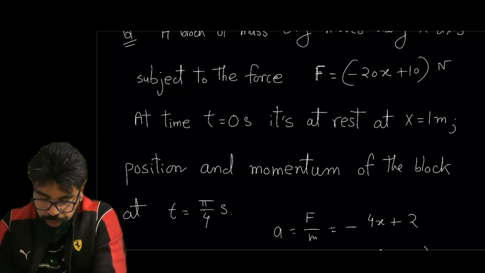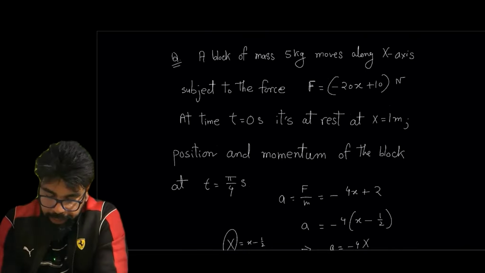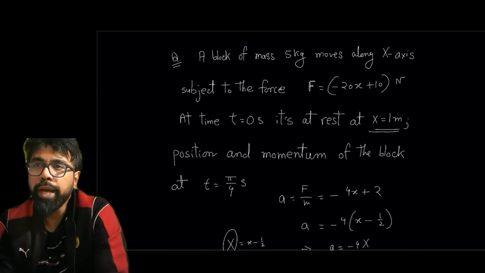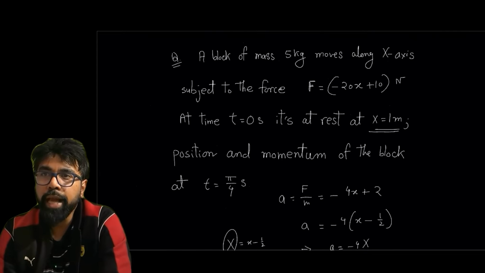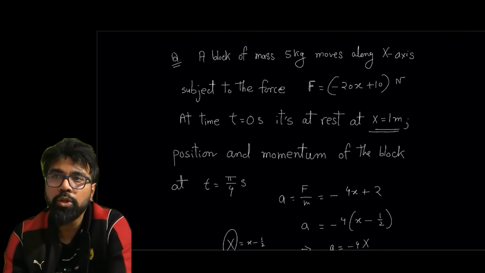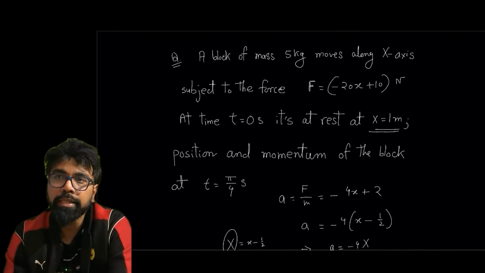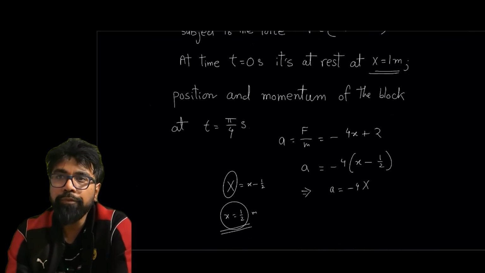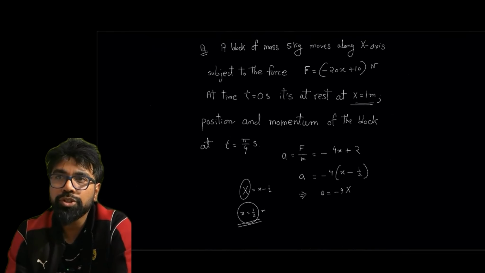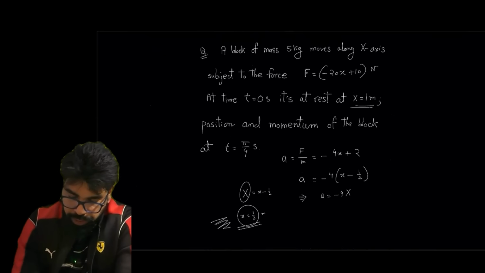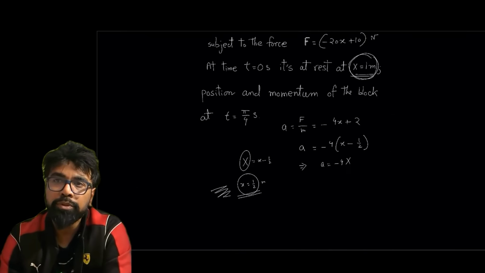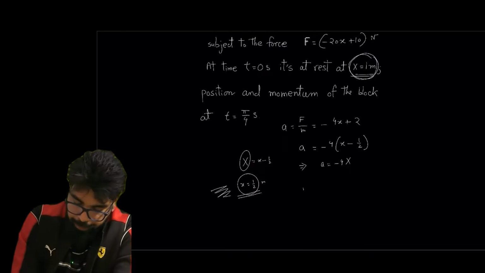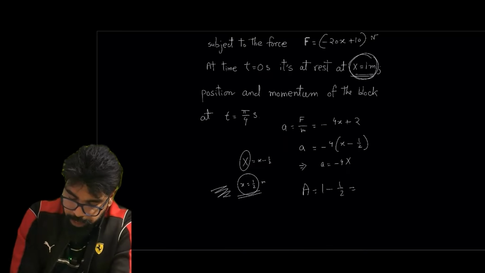Now let us go back to the question. The question is saying that it is at rest at x = 1 meter. So where in SHM is a particle usually at rest? It is always at the amplitude. That means at x = 1 meter, the particle is at its amplitude. If half meter is the mean position and at x = 1 it is at rest, what's the amplitude? Amplitude is the displacement from the mean position to the extreme. So the amplitude A is 1 - 1/2, which means half meter.